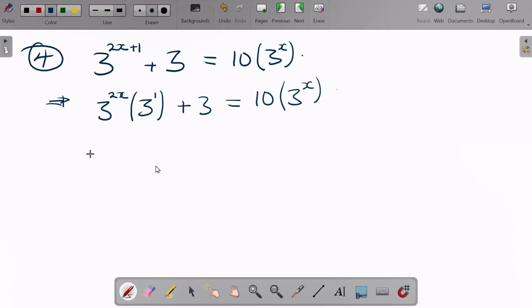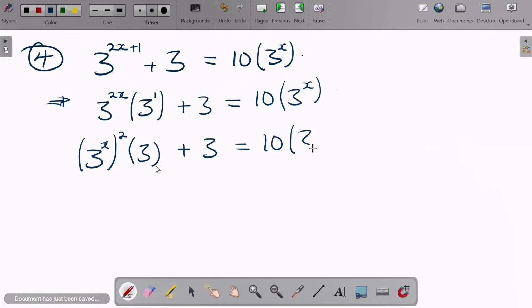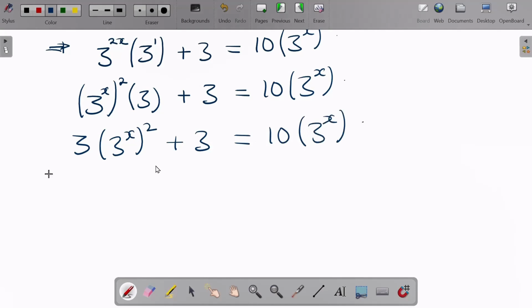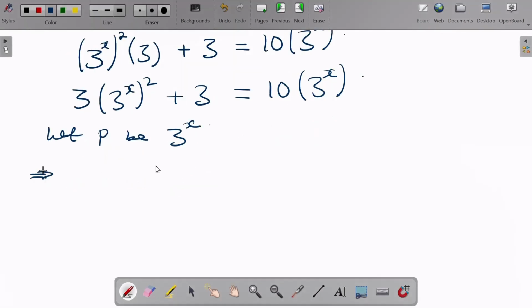This is the same as having 3 raised to power x, all squared, multiplied by 3, plus 3 equals 10 multiplied by 3 raised to power x. We can now begin by letting p be 3 raised to power x. As we substitute in, we have 3p squared, because of the power 2, plus 3 equals 10p.